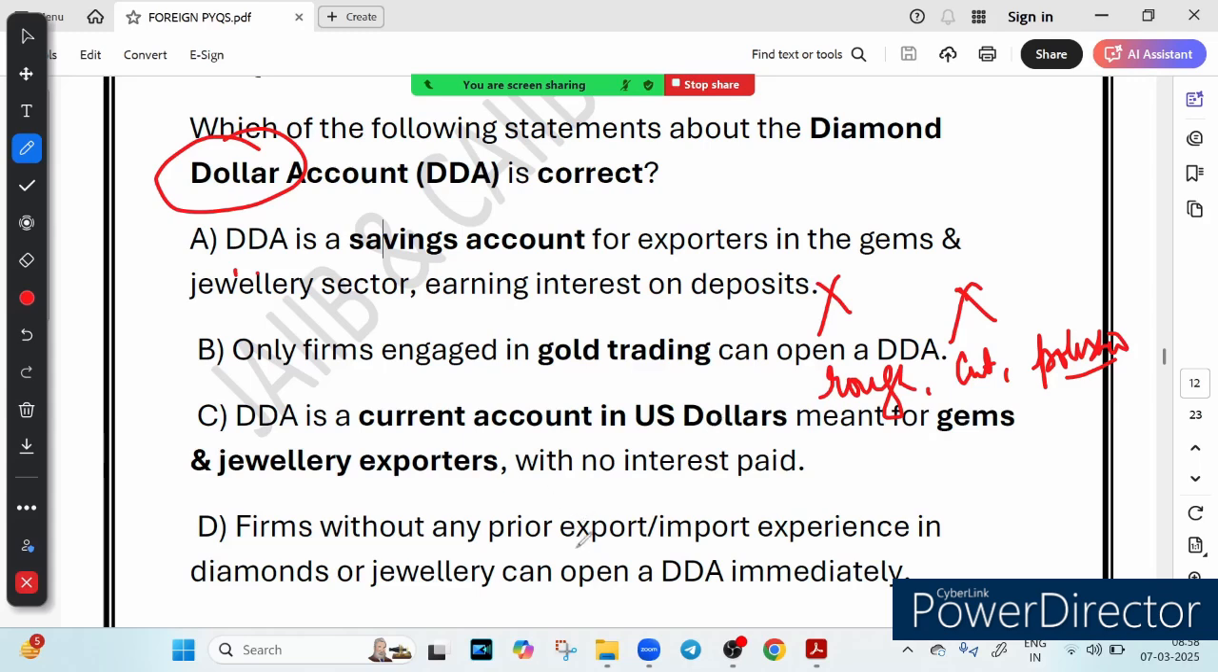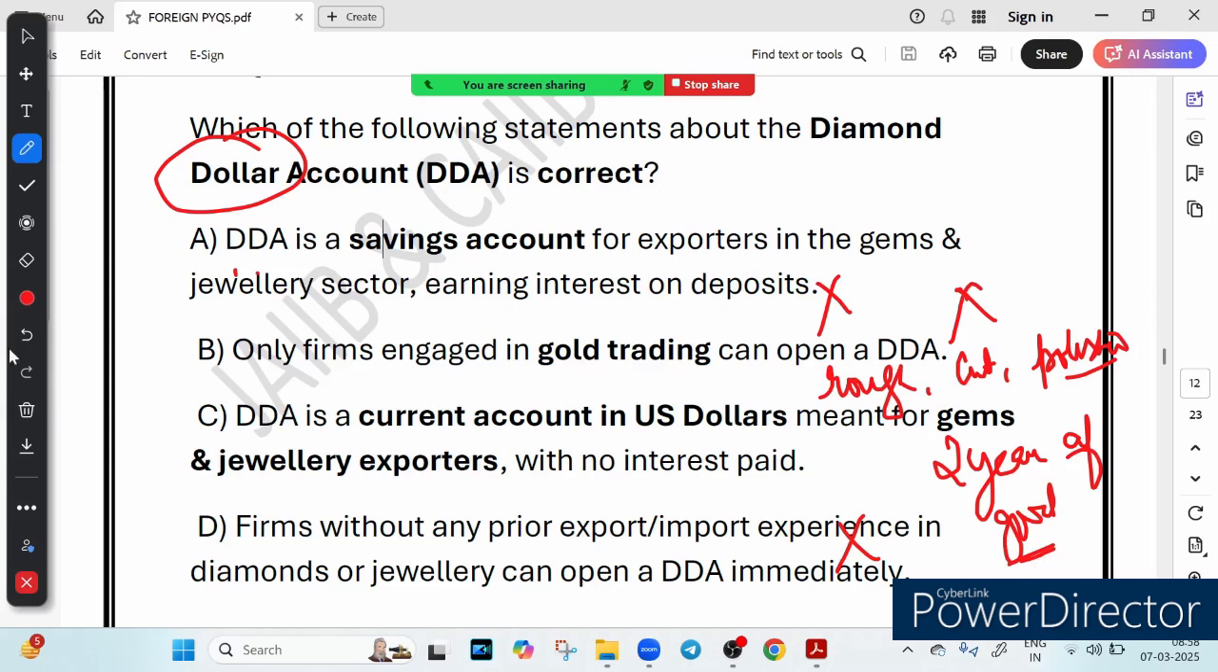Option D, a firm without any prior export-import experience in diamond can open. This is wrong. They require 2 years of good track record, right? Because a firm with no experience cannot open, right? Because the firm must have at least 2 years of good track record in exporting and importing diamond or jewelry. Then only they can open this DDA account. You must remember this condition.